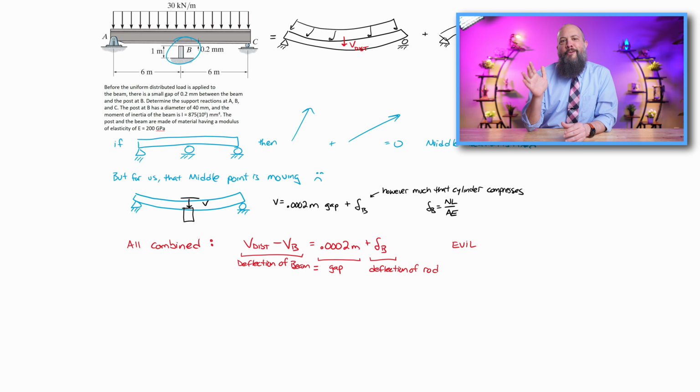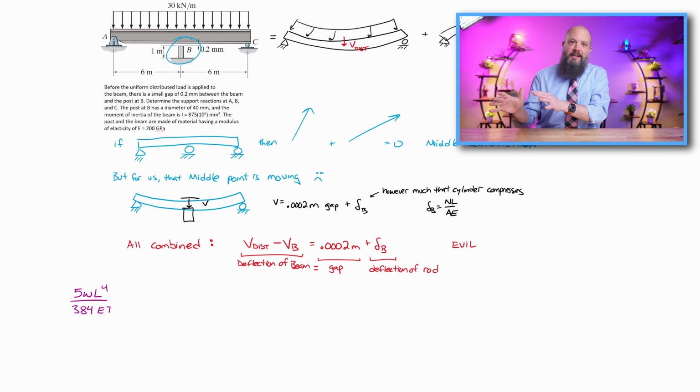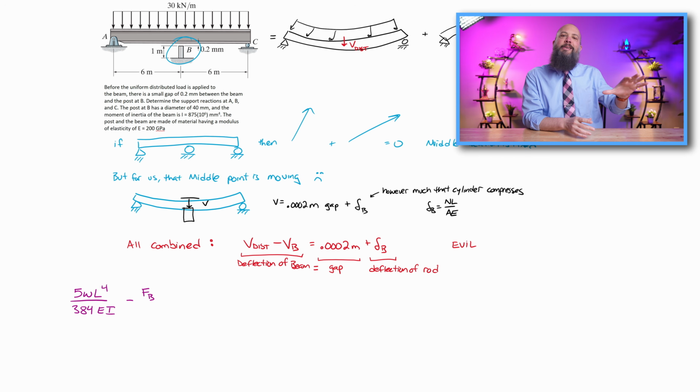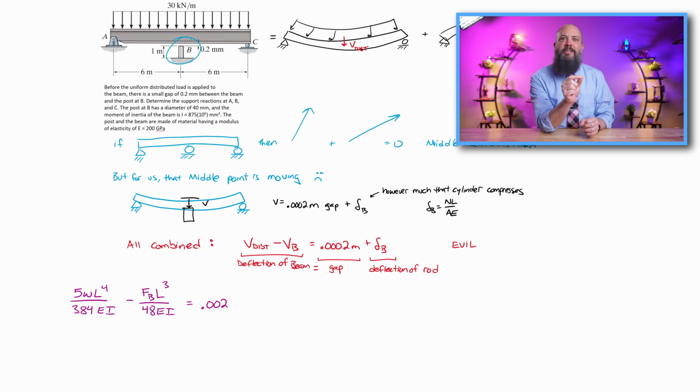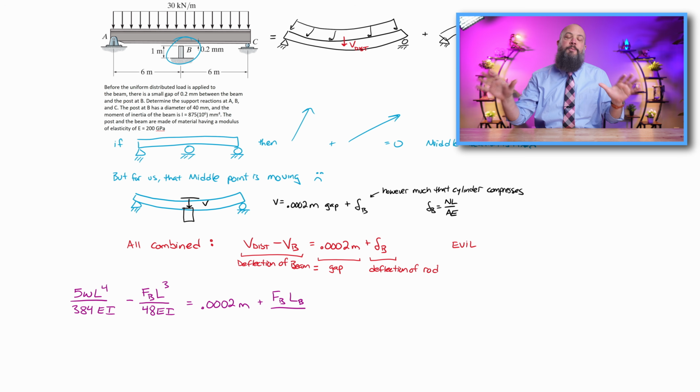FL to the third over 48 EI for the point force. Again, just look it up in the table. And that's the deflection of the beam is equal to 0.0002, the gap, plus NL over AE or FL over AE for the cylinder. And I'm going to use a subscript here because this is the length of the cylinder, not the total length of the beam. So there are two different L's in this problem.